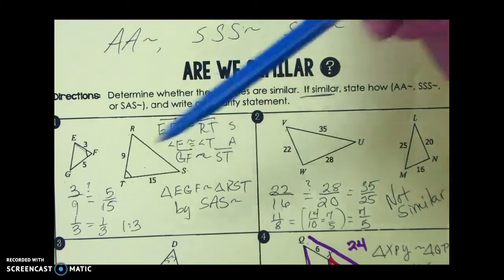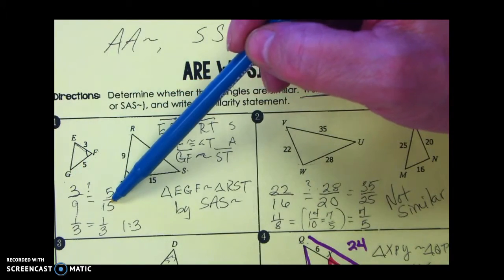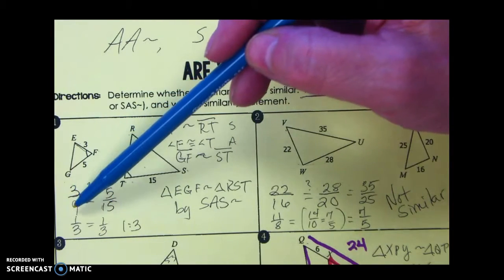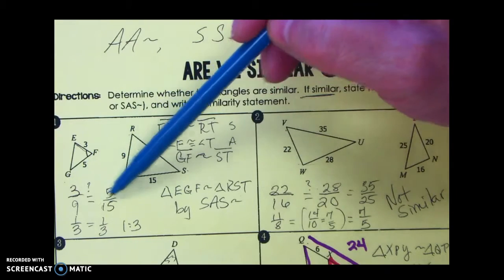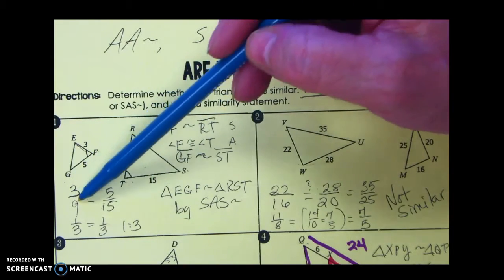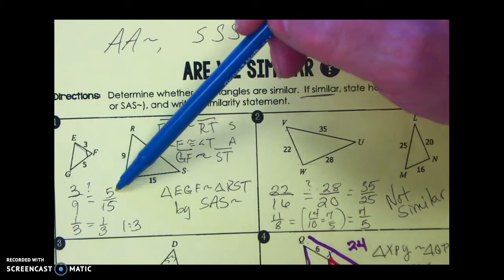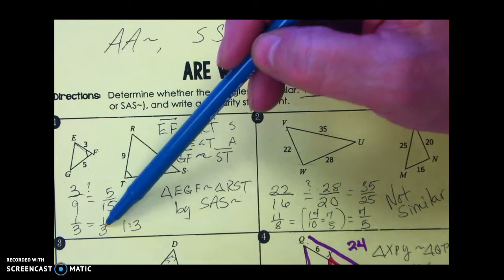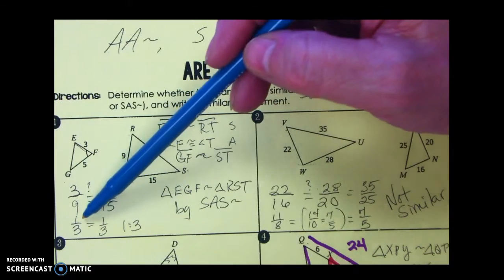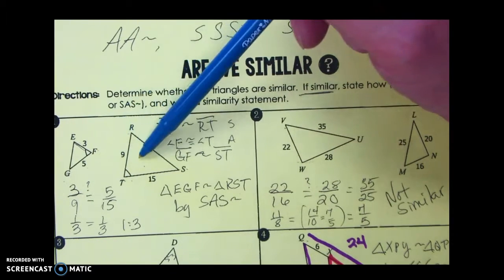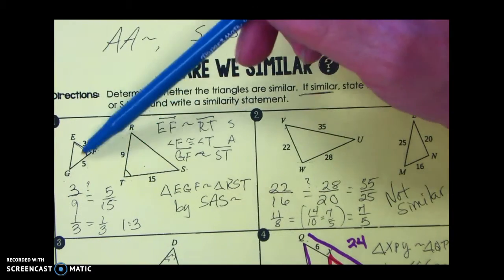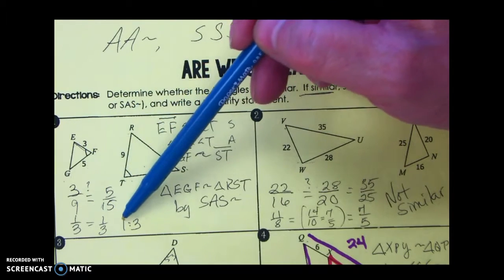Couple of ways I can do this. I can cross multiply 3 times 15, which is 45. And does that equal 9 times 5, which is 45? Yes, it does. So cross multiplying is one way to do it. The other way is to reduce. 3 goes into itself once, 3 goes into 9 3 times. And then again, reduce this. 5 goes into itself once, 5 goes into 15 3 times. So I have my scale factor, 1 over 3. So this triangle is 3 times larger than this. That's what we mean by 1 to 3.